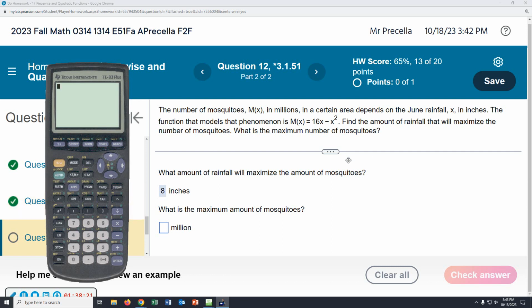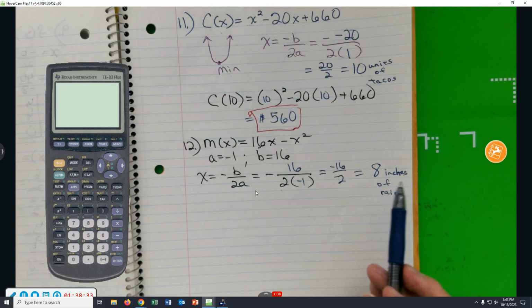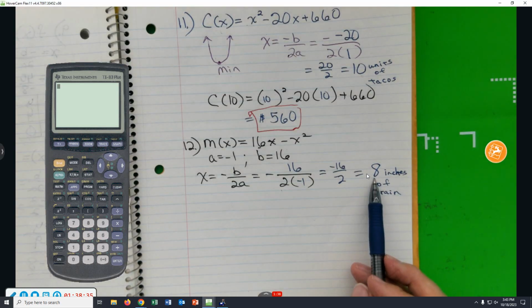How do we find the number of mosquitoes? What am I going to do with this 8? Switch over to my paper. So we found the x coordinate of the vertex.